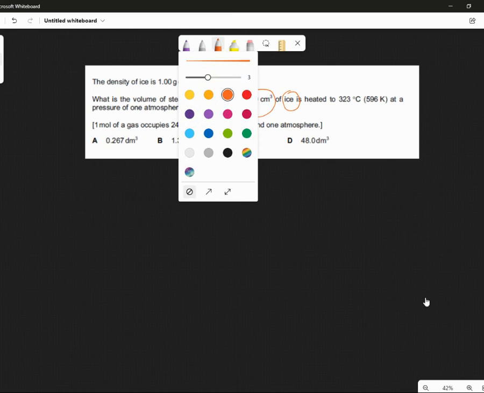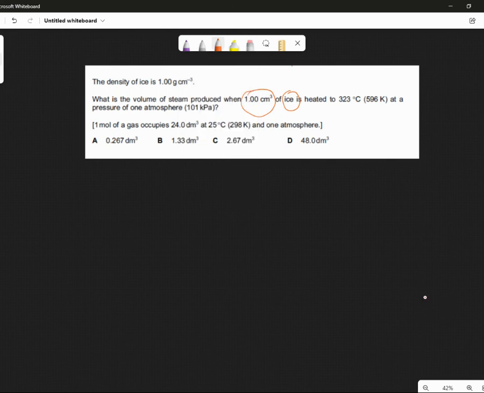All right, so I have 1 centimeter cubed of ice. That's a horrible thickness, isn't it? Now, using the density, 1 centimeter cubed of ice is equal to 1 gram of ice. Do you get that bit? Are we good with that? I'm going to continue anyway. So first of all, 1 centimeter cubed of ice is 1 gram of ice.